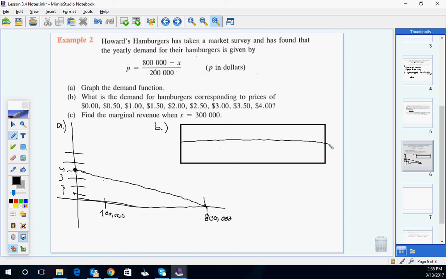So it wants to know P. Okay, so it wants to know what's the demand for hamburgers corresponding to the prices. So how many people want the hamburgers when they're free? Well, that'd be 800,000, right? If they're free, everybody wants them. That makes sense.